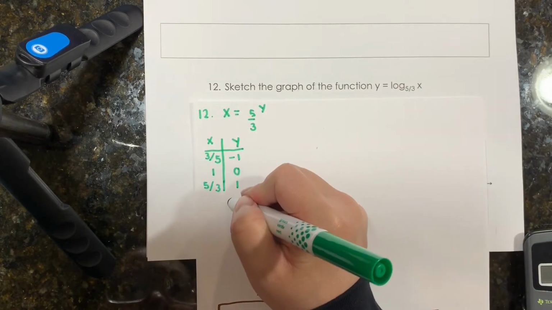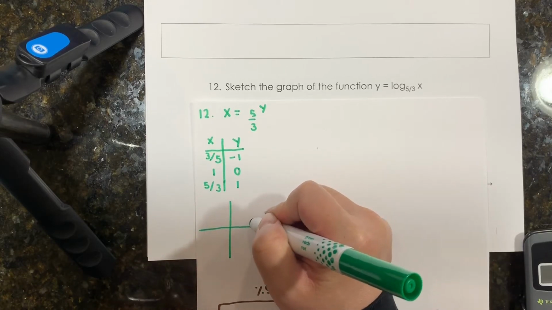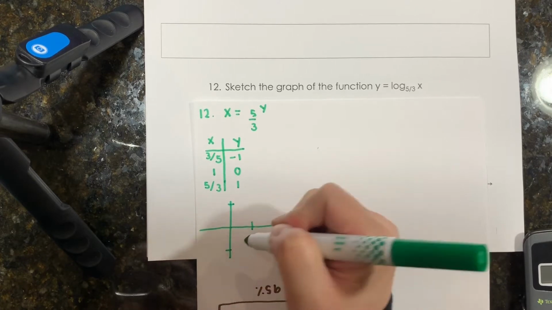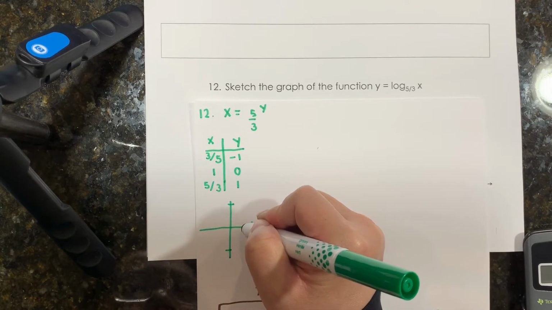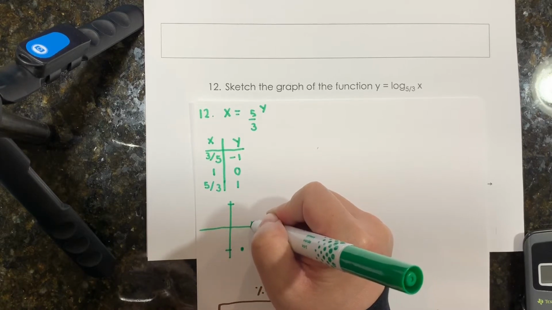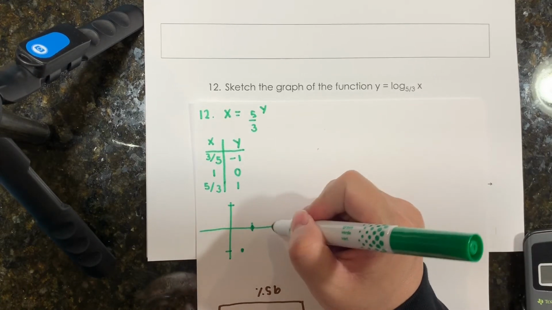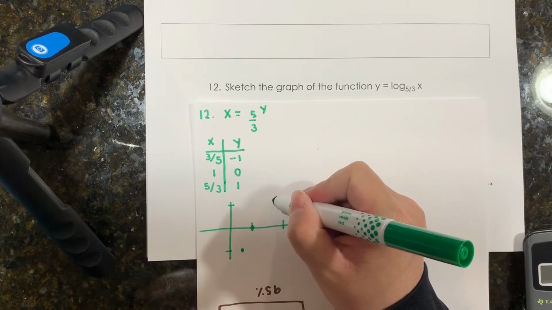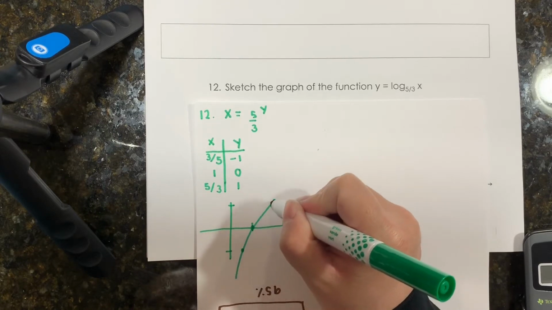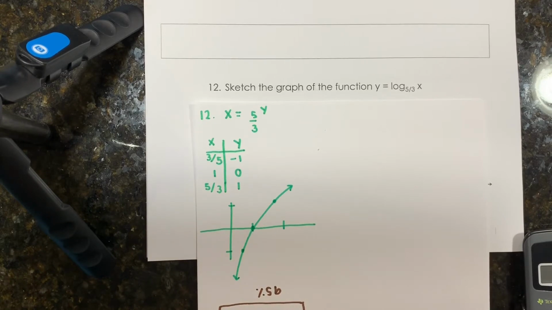So when I graph this, let's just make it very big. So it would be over 3/5, which would be about here, down 1, over 1 up 0, then over 5/3, which would be 1 2/3. So 1 2/3 would be about here, up 1, and this would be your function. Okay, so that's your graph.